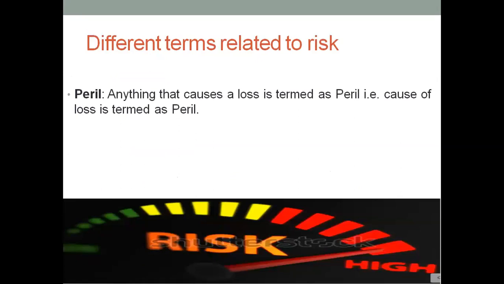The first term, which is very common, is peril. The term peril means that anything that causes a loss is termed as peril. In simple terms, you can say cause of loss is termed as peril. For example, we can say fire, flood, earthquake, lightning, landslide, etc. Any event or incident that may cause a loss is called the peril.